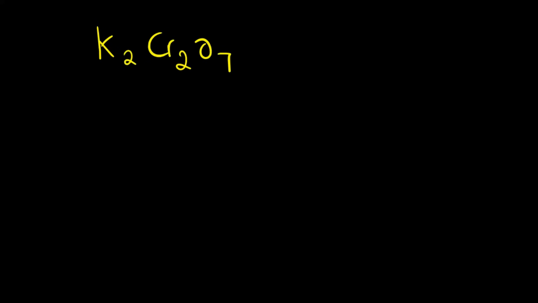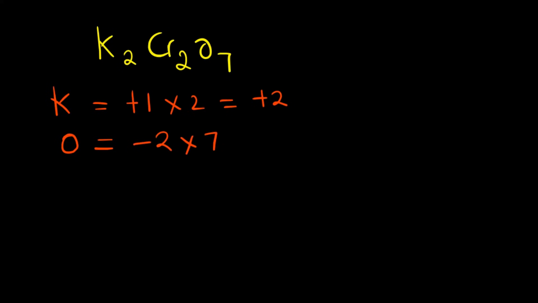Okay, so in this case, what is the oxidation number for potassium? Potassium is +1. But now because there are 2 of them, I'm going to multiply this +1 by 2. I'm going to have +2 as the oxidation number for potassium. Let me come to oxygen. Oxygen has an oxidation number of -2. Now because there are 7 of them, I'm going to multiply by 7. Therefore I'm going to have -14.